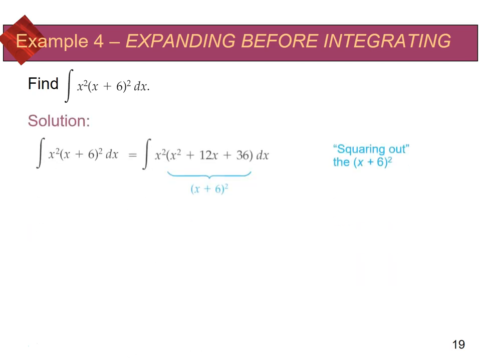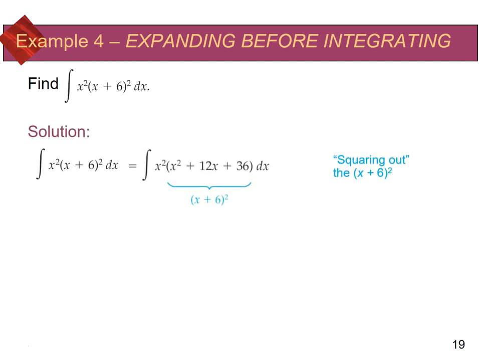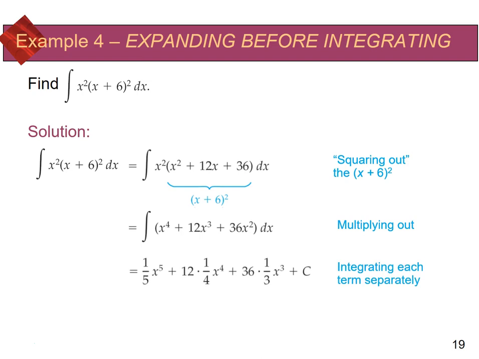So the first thing that's done here is (x plus 6) squared is expanded. I would take (x plus 6) times (x plus 6), and I would end up with x squared plus 12x plus 36. I would then distribute the x squared, and I would end up with the integral of x to the 4th plus 12x cubed plus 36x squared dx. And now I'm just going to do the integration like I normally would.